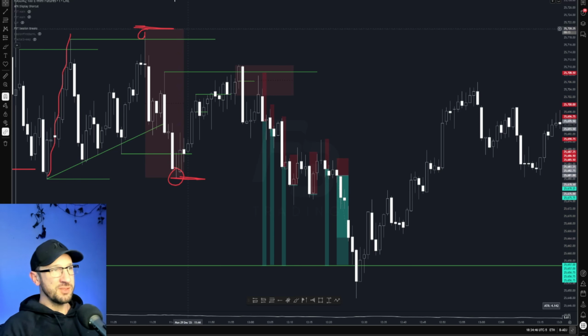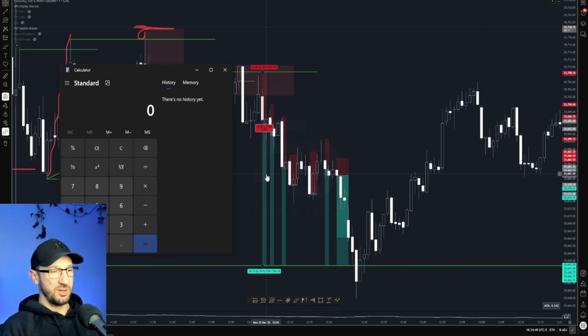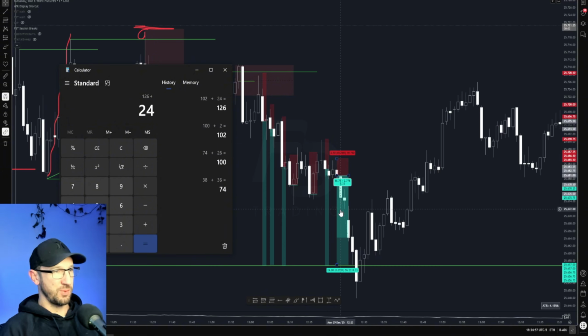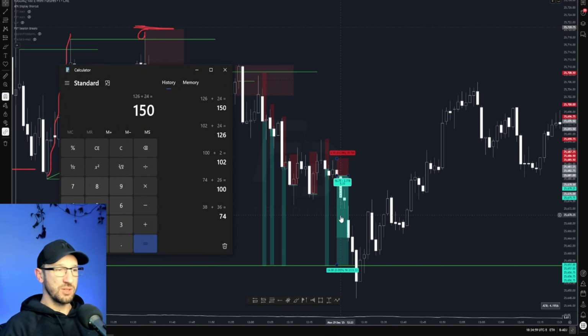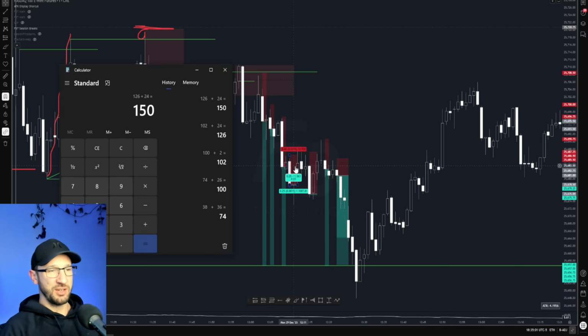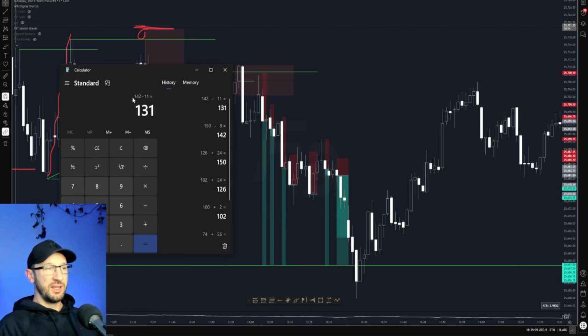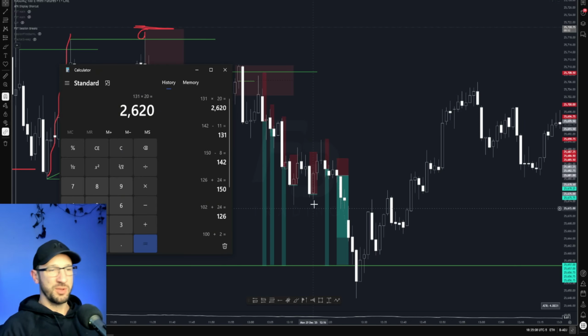The wins, if you just add them up, make a huge difference. So 38, 36, 26, 24 and 24, that's 150 points. You lost 8 and 11, so 131 points. This trade now, if you do one contract, this one trades 2,600. If you have 10, this is a $26,000 trade, right?